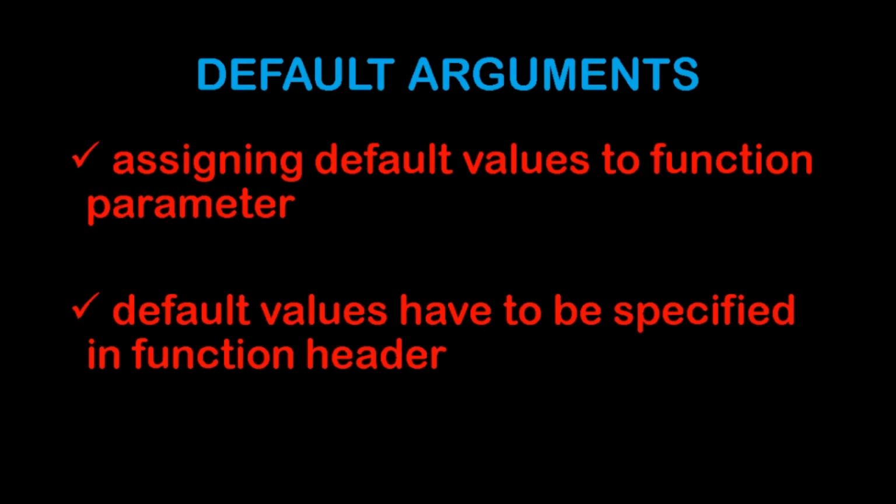Default argument. The next type of argument is the default argument, assigning default values to the function parameter. Default arguments are useful if you are not passing the value from the function call. Generally, if two parameters are there, we have to pass two values. Suppose for the two parameters you send only one value and leave the other empty, then the default value will be taken. The default value has to be specified in the function header. When you are writing a function, you have to specify what the default value is. If the value is not passed through the function call, it will take the default value.